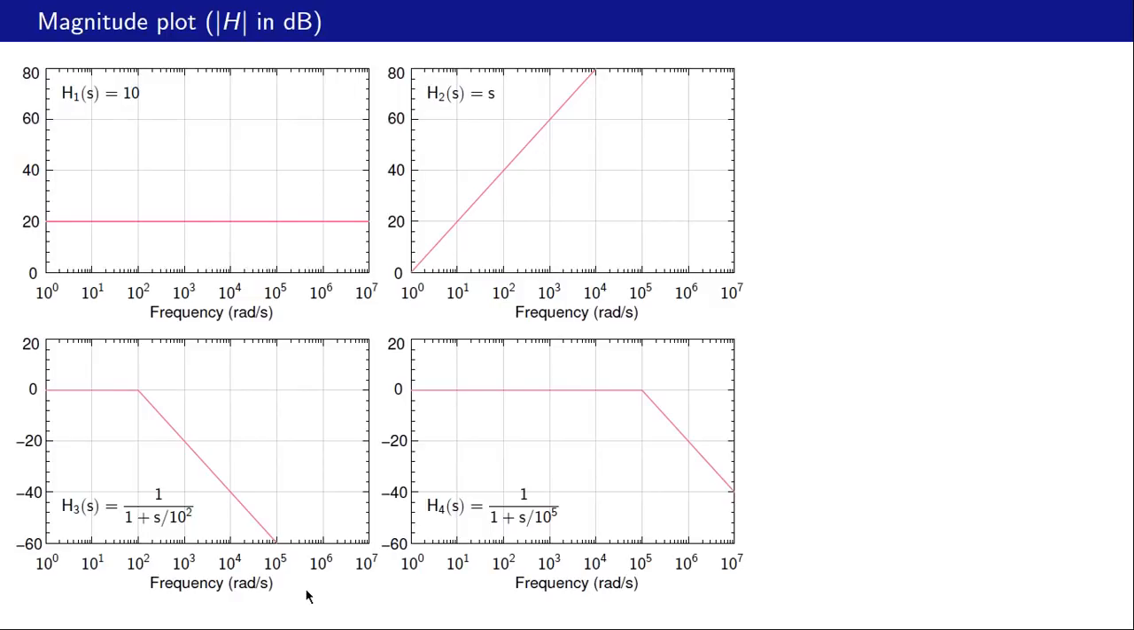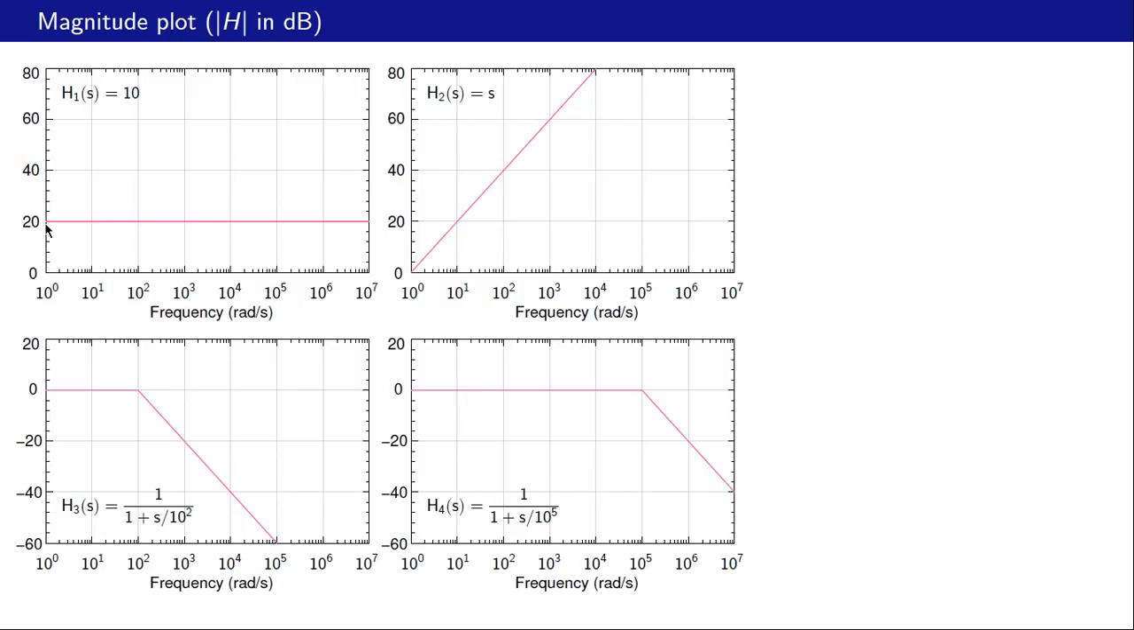And now we have all the components of H, which, if you remember, is H1 times H2 times H3 times H4. And now we can add all of these plots to get our net magnitude versus frequency Bode plot. Where do we begin? Let's begin at 10 raised to 0, that is omega equal to 1 radian per second, and see what the various values are.